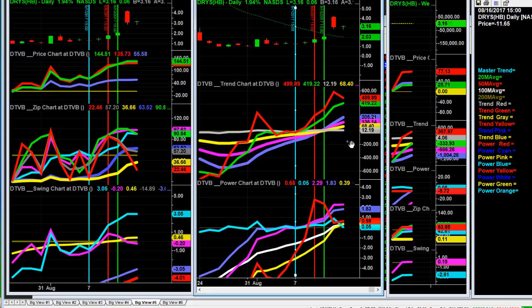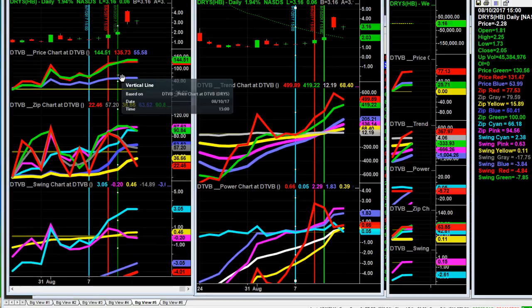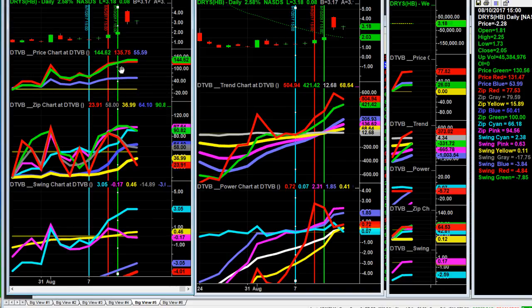We look for different things whenever we're in a sky touch situation, because trend red is above green, so we're in a continuation uptrend pattern. One of the things we'll notice, and I'll point it out right away, is the divergence on the vertical green line day. I'll start over here in the price chart. On the vertical green line day, price green is 130 and price red is 131. So price green is going up faster, but it didn't make it over the trend red line. It's the following day that it makes it over the trend red line.